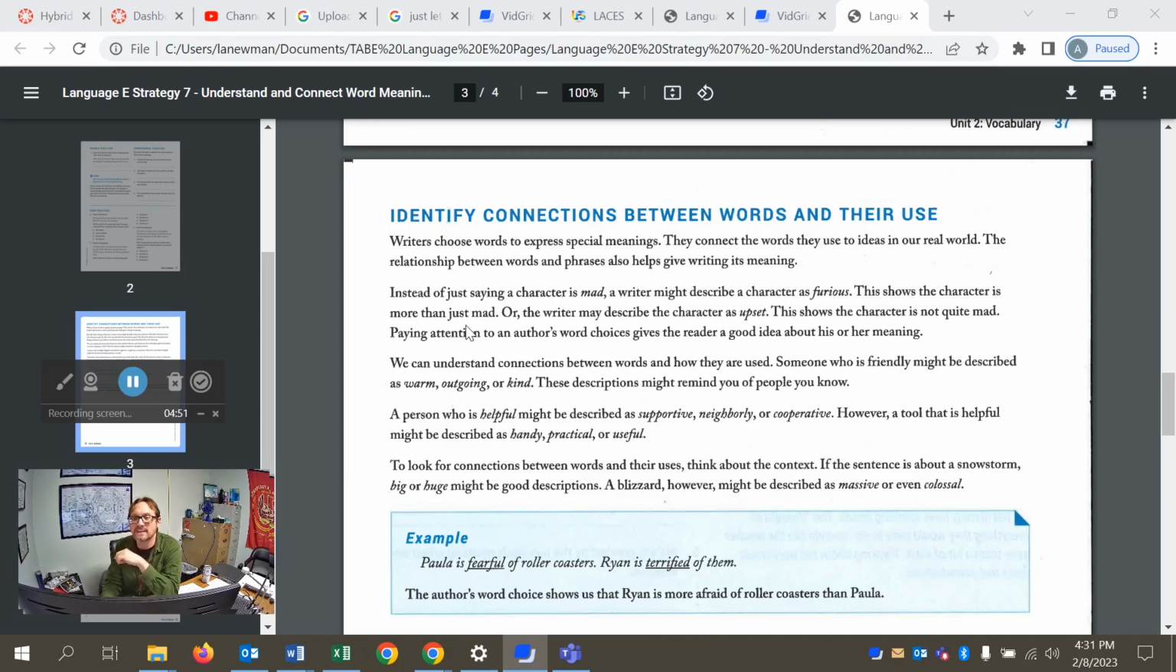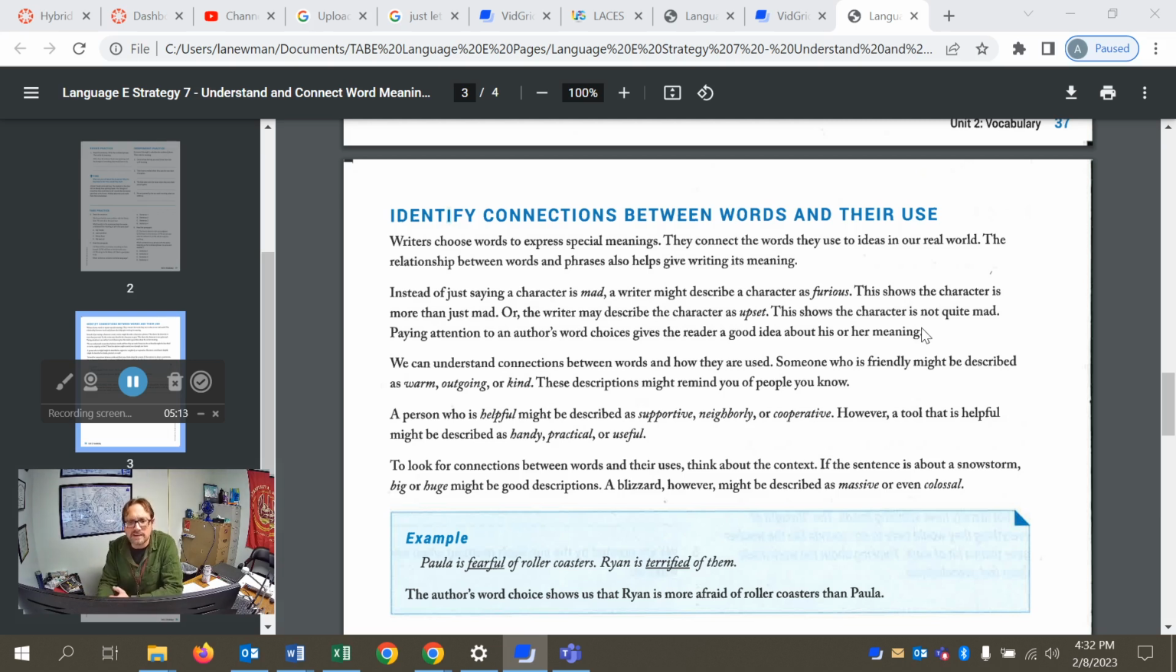So instead of just saying a character is mad, a writer might describe a character as furious. So, mad is a generic word. Furious really communicates that it's a severe level of anger. And if we want to show that a character is really mad, then the word mad itself is not going to get it done. We need something that's a little bit more intense.